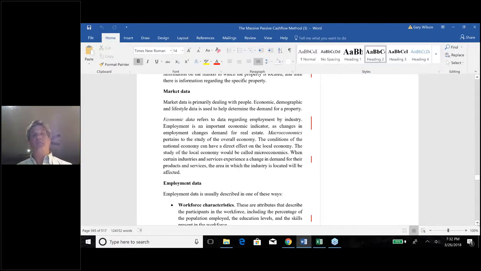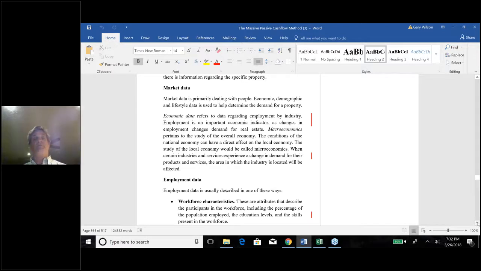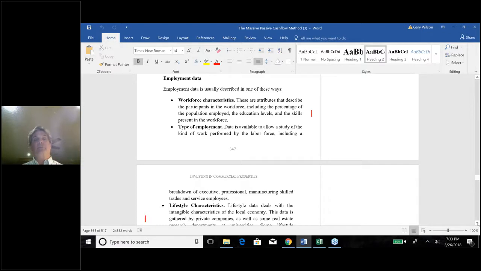You want to have data regarding, in most cases, employment data for whatever industries are predominant in that area. Within the broad spectrum of employment data, you've got workforce characteristics: the size of the population, education level, and skill level, which is driven by the types of industry in the area. Is it manufacturing? Professional? Finance? That leads us to the types of employment, the labor force, including the breakdown from executive down through professional, manufacturing, skilled trades, and service employees. You definitely want that breakdown. The good news is USCensus.gov gives us a lot of this, and your local planning commission website also has much of this information, usually at the county level, often at the municipal level.